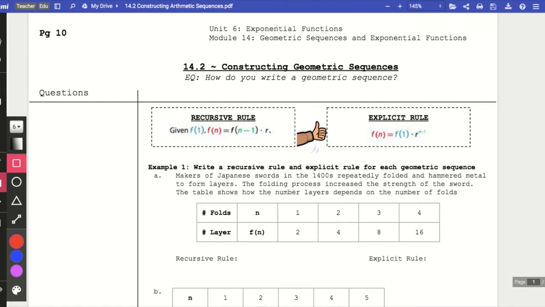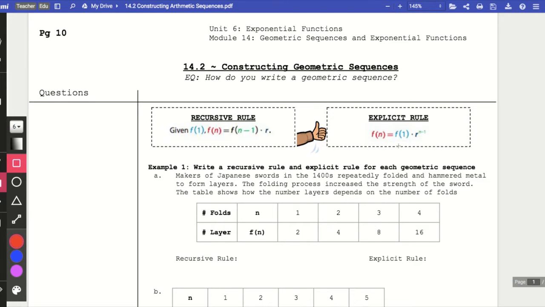But as you know, it's a lot easier for us to find terms in a sequence if we can just plug in a specific number. So the recursive rule is really dependent on the previous term. So today we're also going to look at creating an explicit rule, which allows me to, if I want to find the fifth term, plug in 5 and find out what the value of the sequence would be if n was equal to 5. Whereas with the recursive rule, remember, I'd have to find f of 1, f of 2, f of 3, f of 4, and then I could find f of 5.